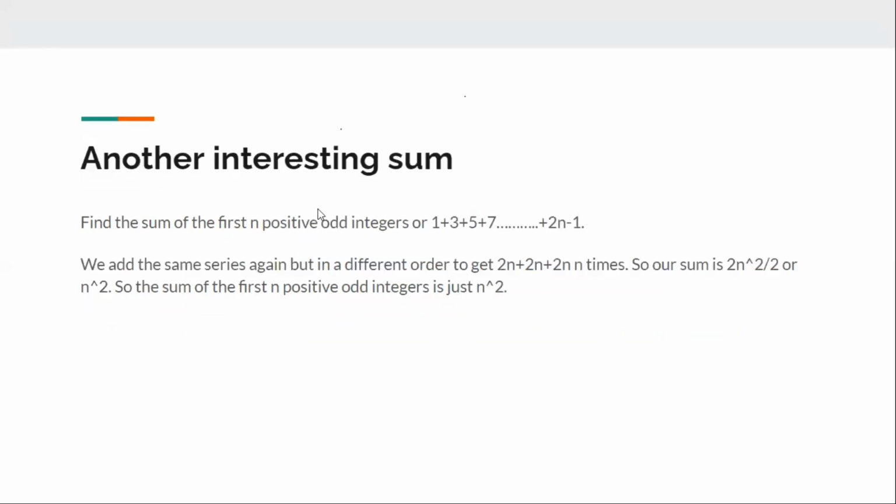Another interesting sum. You are asked to find the sum of the first n positive odd integers, or 1 plus 3 plus 5 plus 7 all the way to 2n minus 1. You can reverse the series again, so you write it as 2n minus 1 plus 2n minus 3. You're going to get 2n plus 2n plus 2n, n times. So it's 2n times n divided by 2, or n squared. This is also pretty interesting: the sum of the first n odd positive integers is just n squared.